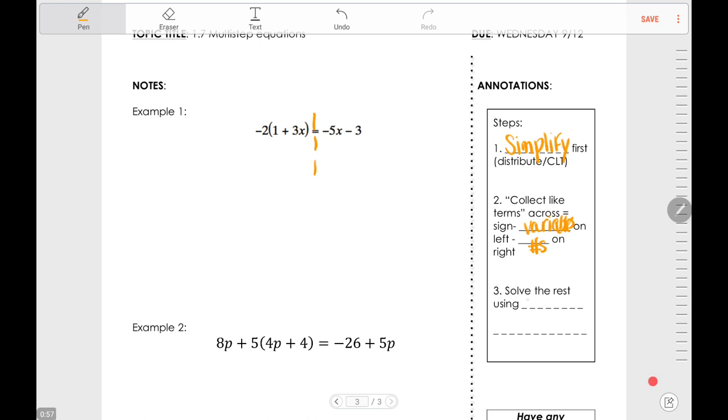Solve the rest using inverse operations.